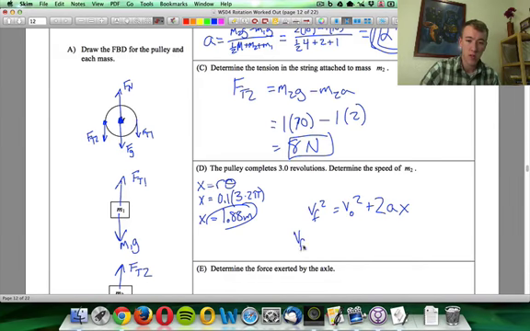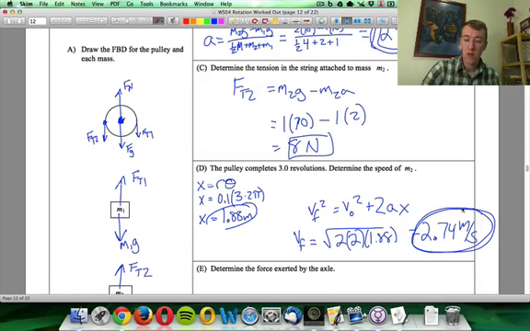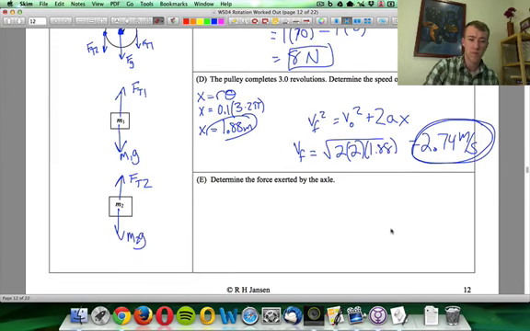So I end up with final velocity equals, the initial velocity was 0, so the square root of 2 times the acceleration of 2 times 1.88. Let's make sure I did this right, take the square root, that's what I forgot, and we get about 2.74 meters per second. That is the final velocity, the velocity after it makes 3 revolutions.